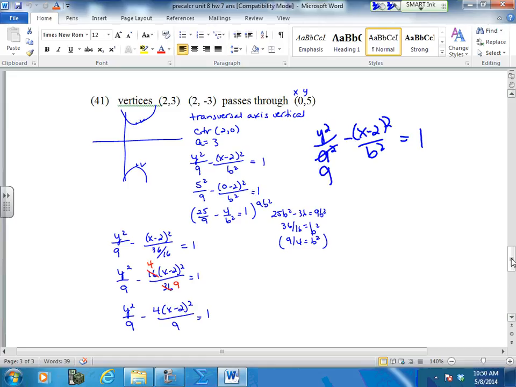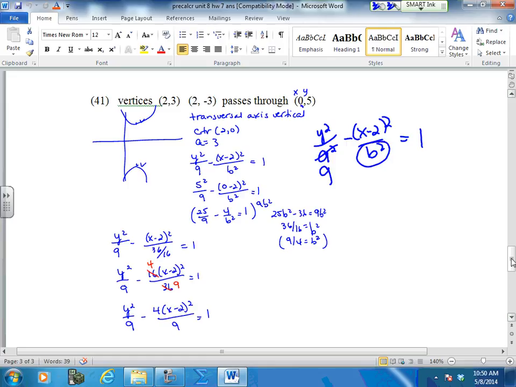Now, I can't find B. They didn't give me anything to find B. Usually they don't, because we technically don't have a covertex. Usually you find C, but they didn't even give me C. They said this passes through 0, 5. So I still need to find B.